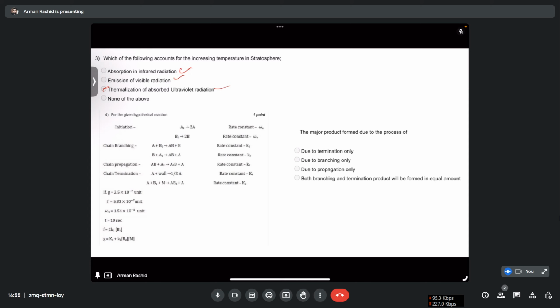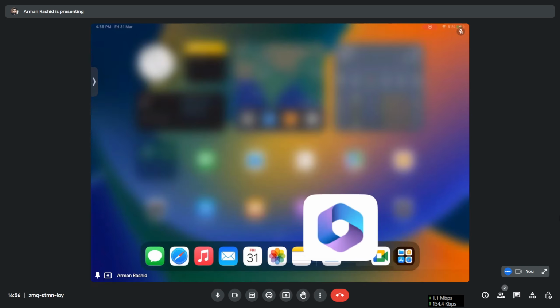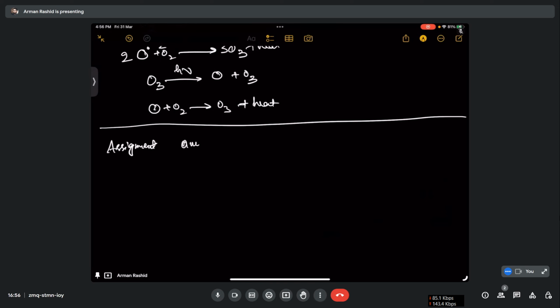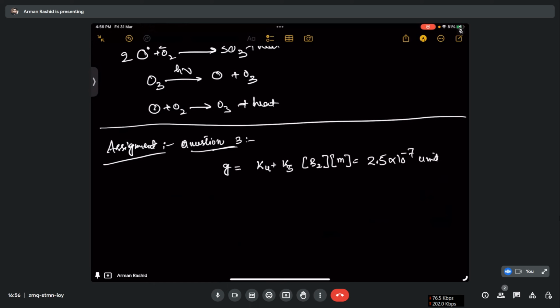So the value of G is given as 2.5 into 10 to the power minus 7, and F, and G. So we have to determine from where the maximum product is formed. So what we'll do is we'll go back here and we'll see, we have question number 3 on the assignment. Now what is written is that G is given by K4 plus K5, then B2 into M. The value is given as 2.5 into 10 to the power minus 7 unit.